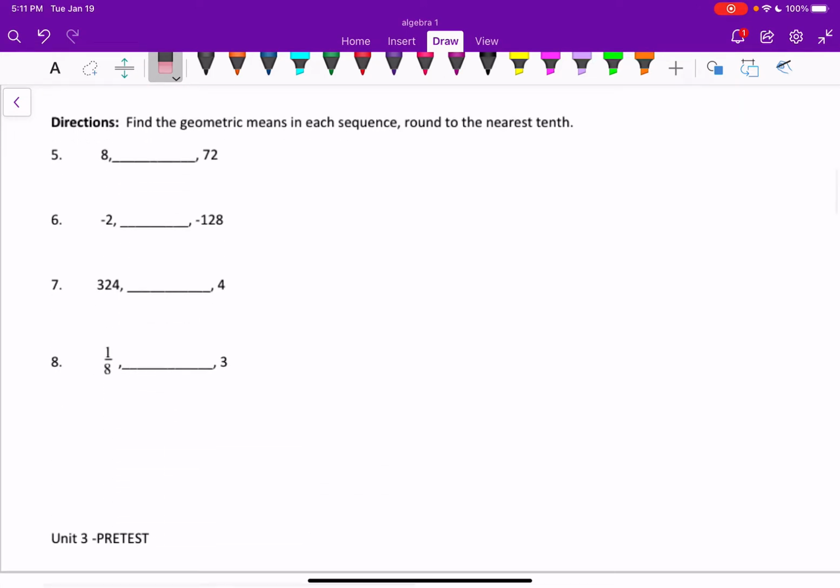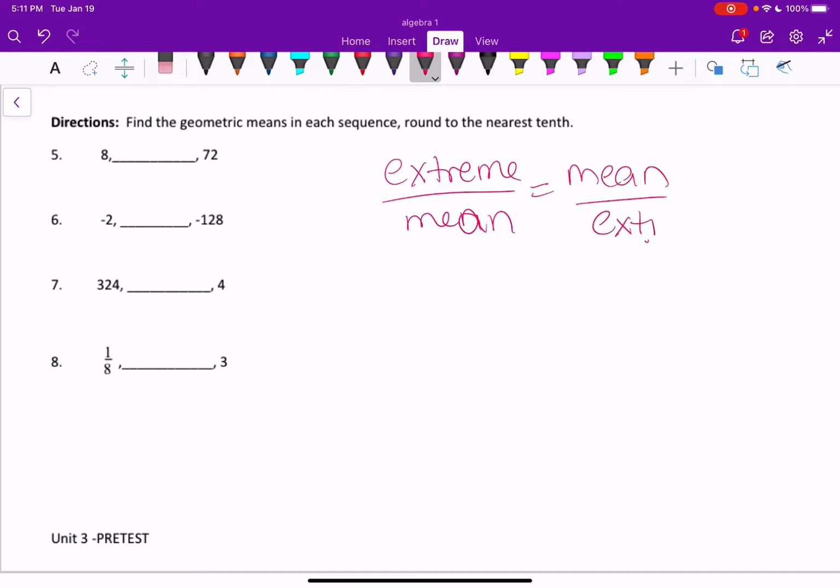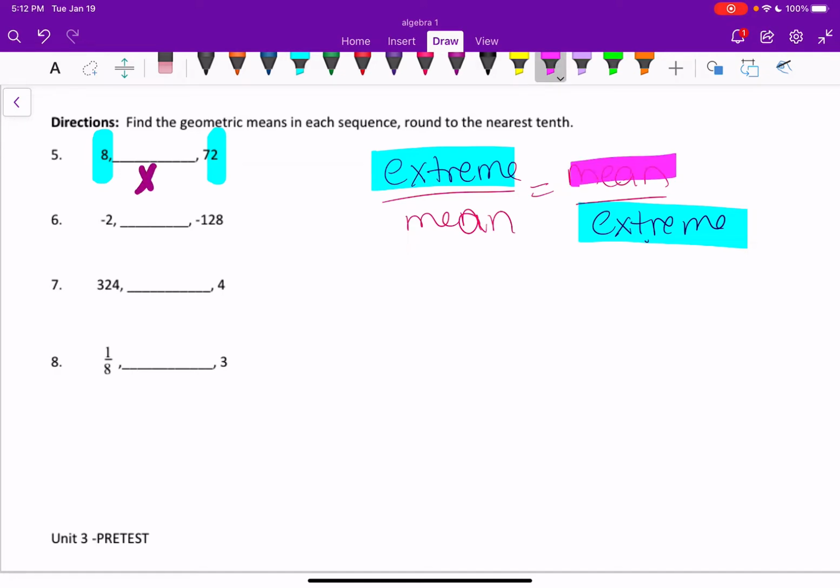Now remember, to find the geometric mean, let's see if I can do this correctly. Extreme over the mean equals mean over extreme. Now the extremes are the two outside numbers. So my two extremes are these two numbers here. And then what I'm looking for is x, so that's going to be my mean. All right, so let's put those numbers in. 8 over x, because that's what we're looking for, and x over 72.